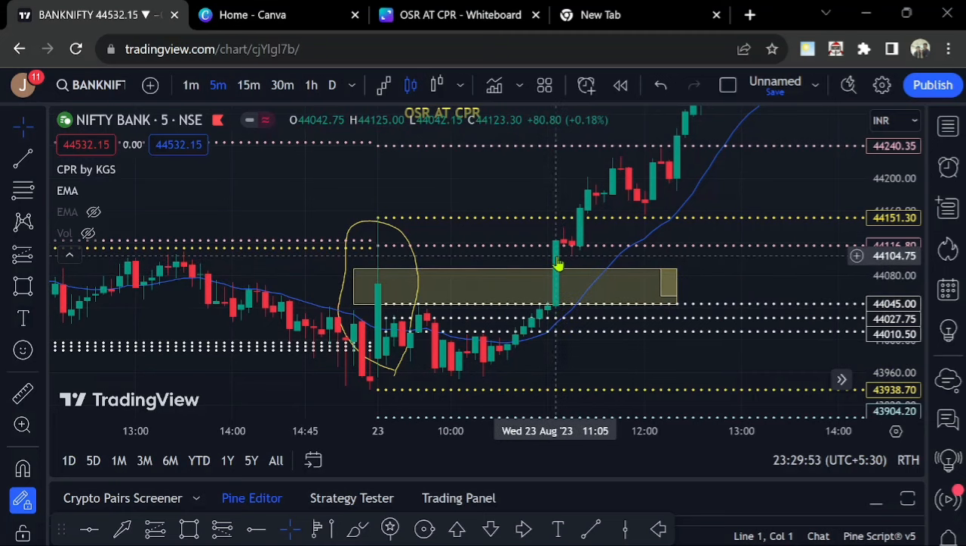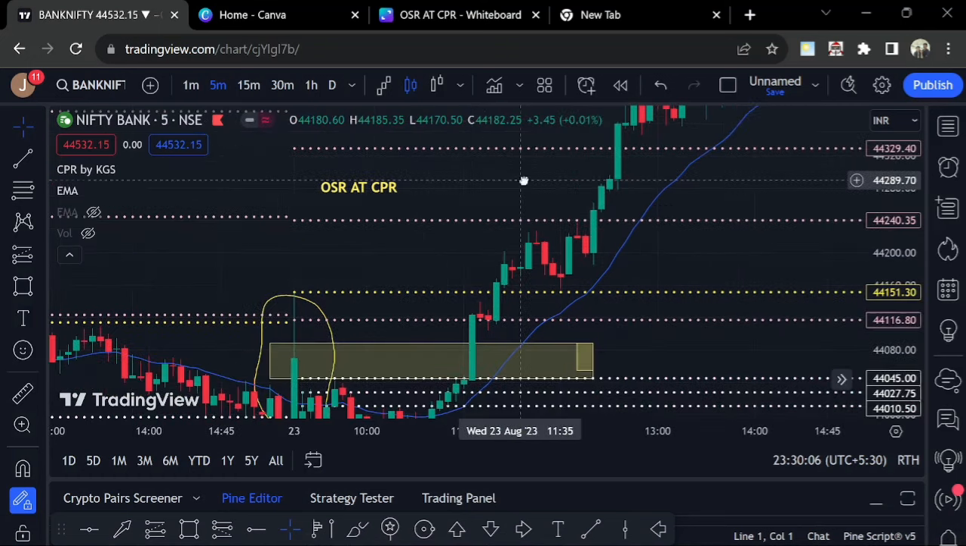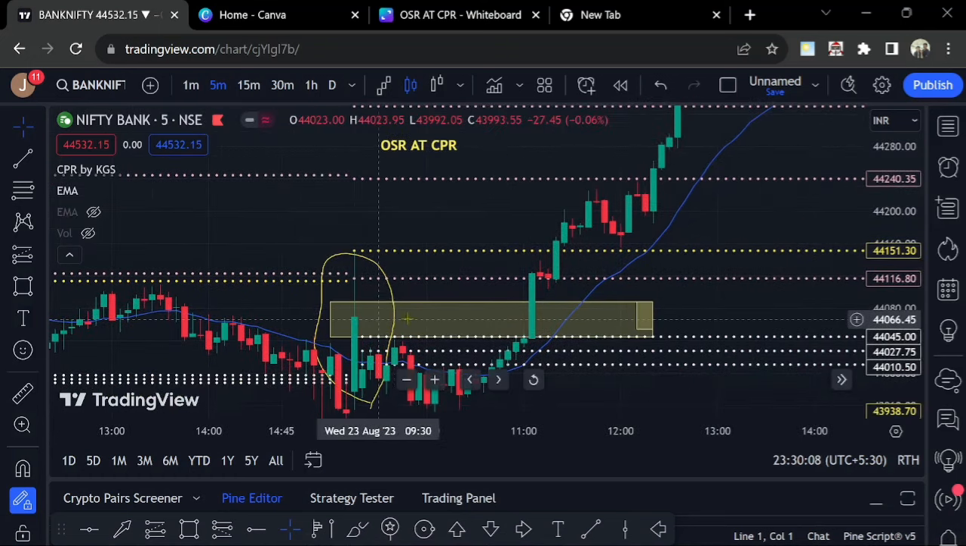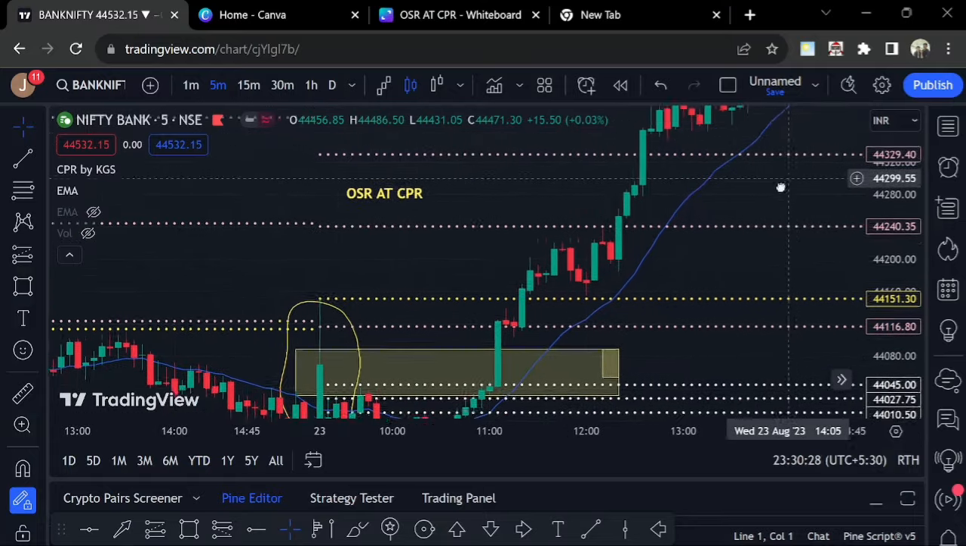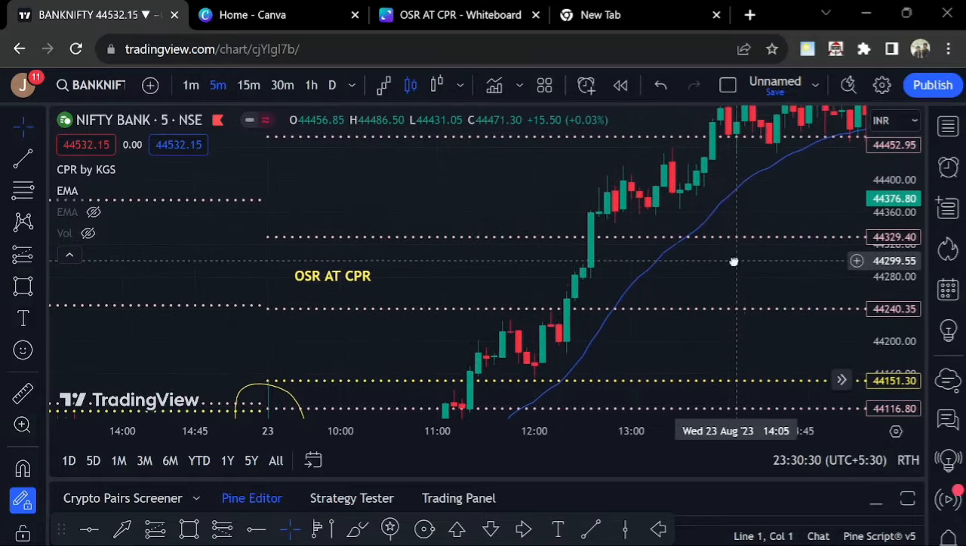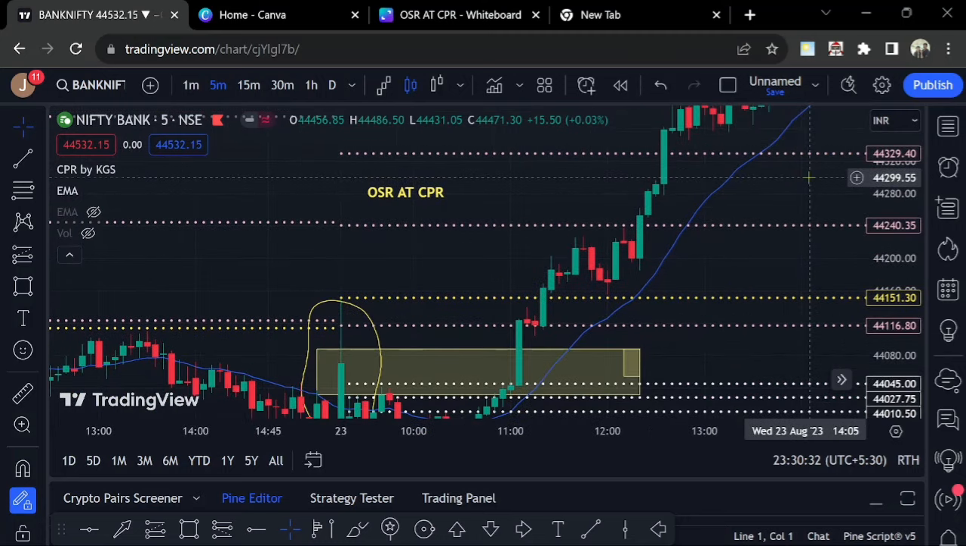That candle breaks all the stop losses, and you can get a very beautiful and aggressive move on the upside. Where will I enter? I have already told you I will be entering in this candle itself, above the CPR, because I always believe that people are placing their stop loss above the central CPR. If you are not an aggressive trader, you can enter in this candle and keep the stop loss here. Definitely you can get a very big move on the upside. You see, from 44,000 to 44,500, more than 500 points move on the upside.